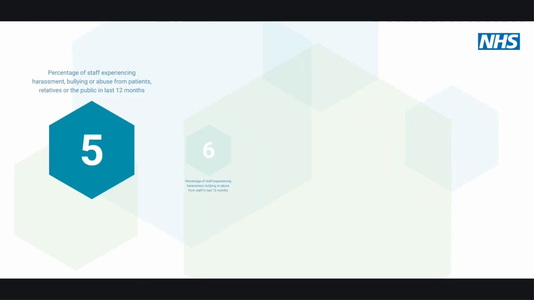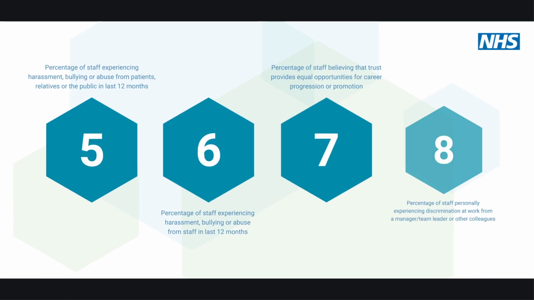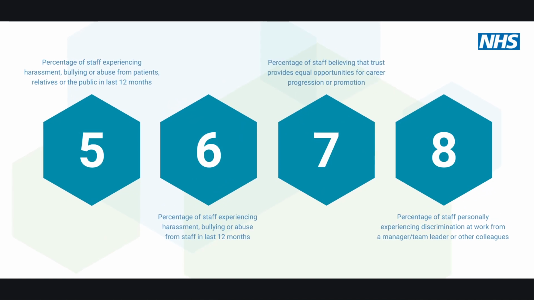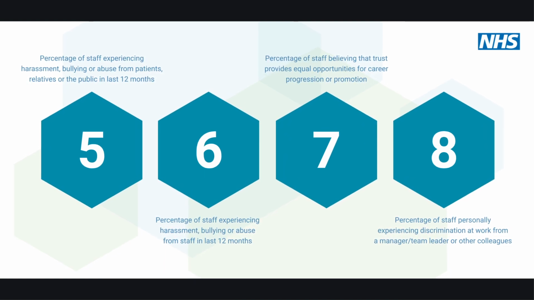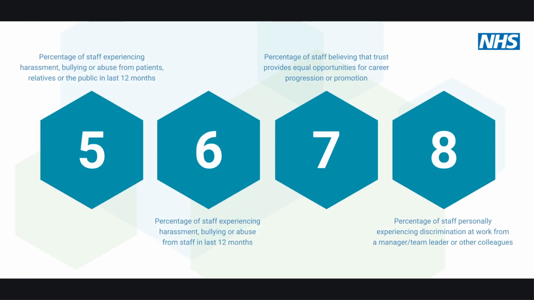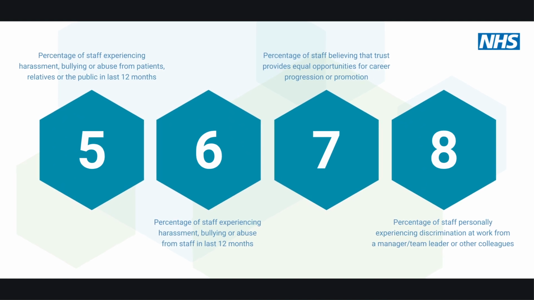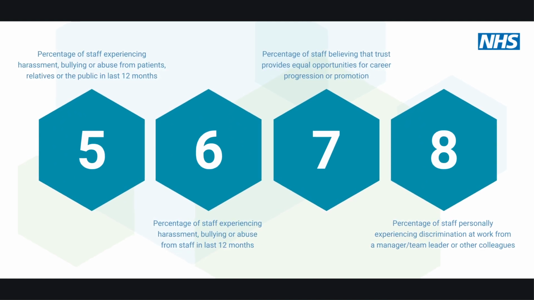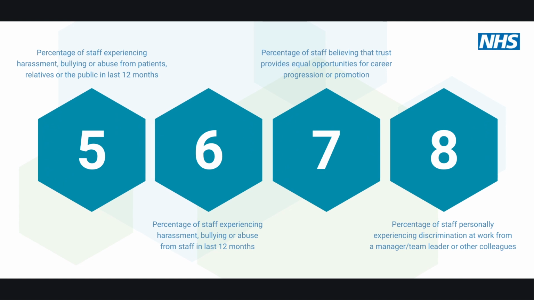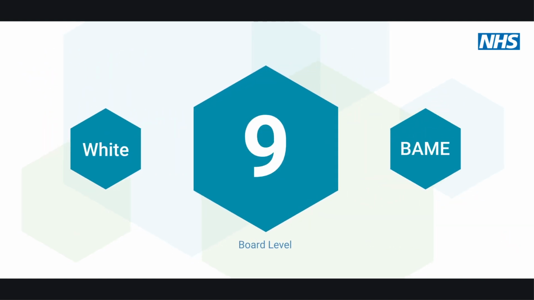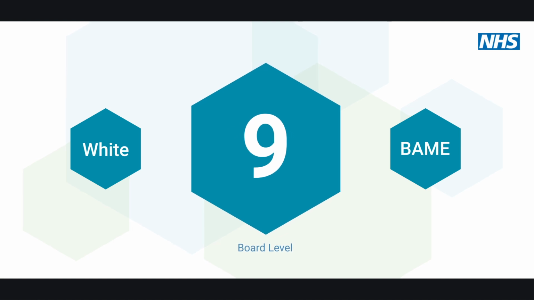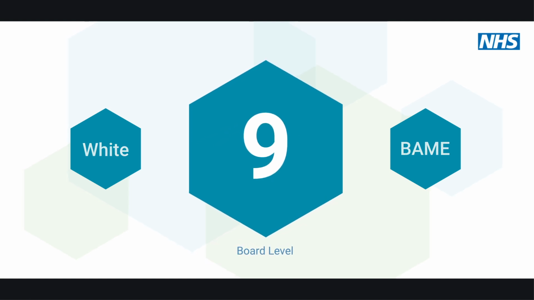Indicators 5, 6, 7 and 8 are taken from the NHS staff survey data and focus on people's experiences around bullying, harassment and abuse at work, as well as their beliefs around being provided equal opportunities for career progression or promotion. Finally, Indicator 9 compares the percentage differences between white and ethnic minority staff at board level.